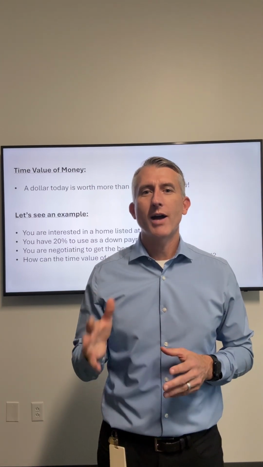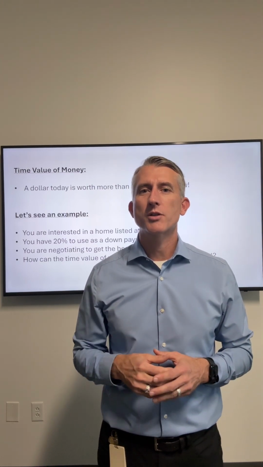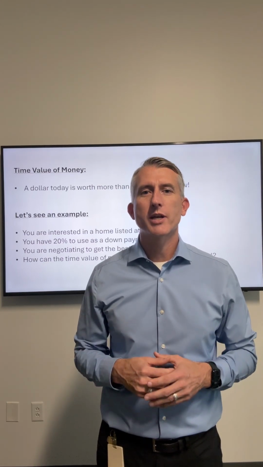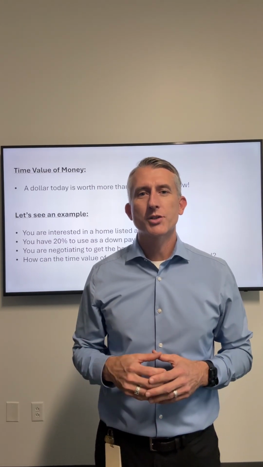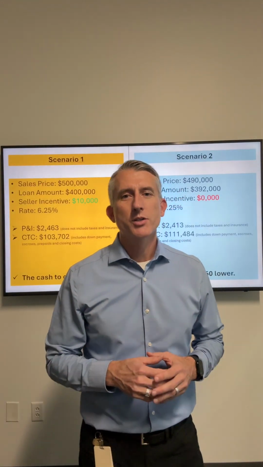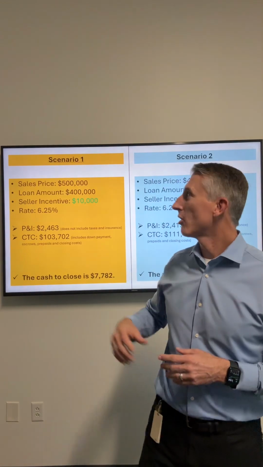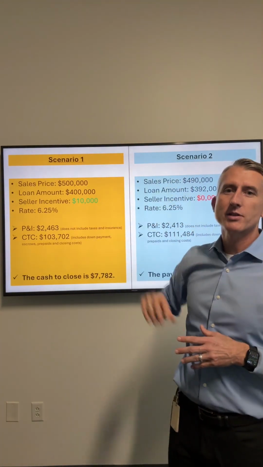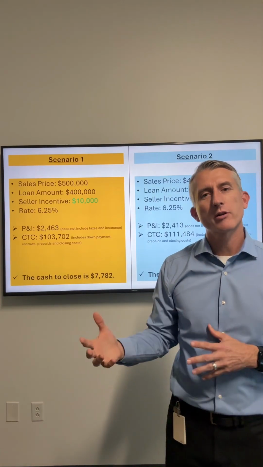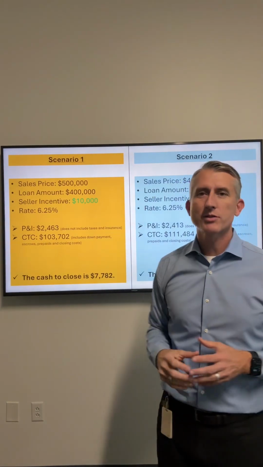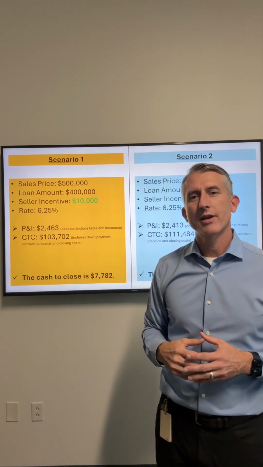We're going to talk about a $500,000 sales price to start in scenario one. For today's interest rates, we'll use an estimate, say 6.25%, and just to keep the numbers easy, we're going to use a down payment of 20%. So first up, scenario one, over here on the right in orange, is a sales price of $500,000, which is a $400,000 loan amount. 20% down is $100,000. You've got a $10,000 seller incentive.